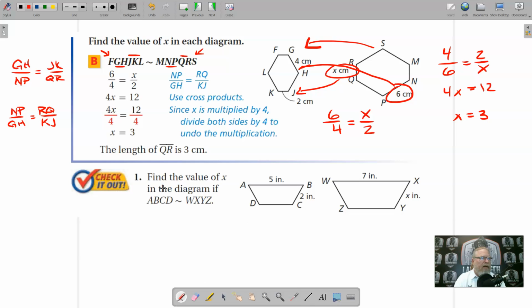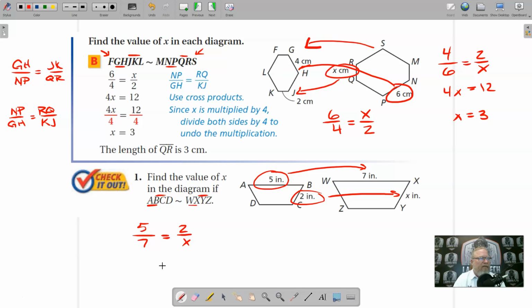Let's go ahead and work on this one down here in the check it out. So find the value of X in the diagram. And we have AB, so let's take AB, and it matches up with WX. So here's WX up here. So I know that 5 is to 7. So let's set that up. 5 is to 7 as, now we started here on the left, so let's stay on the left. BC, the second and the third, so that must be XY it matches up with. And indeed, here it is there. So we have 2 is to X, as 2 is to X.